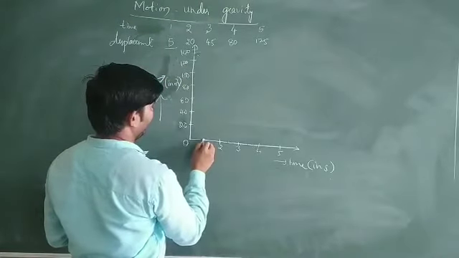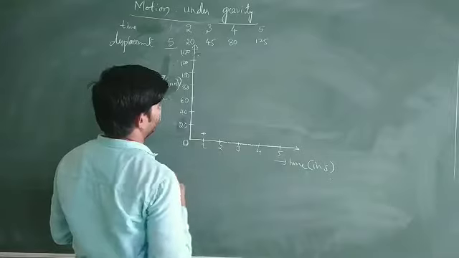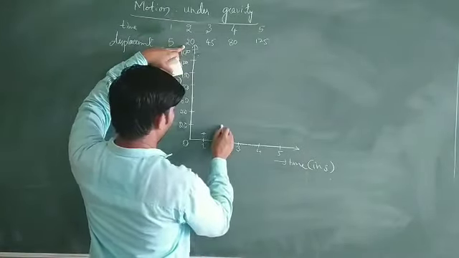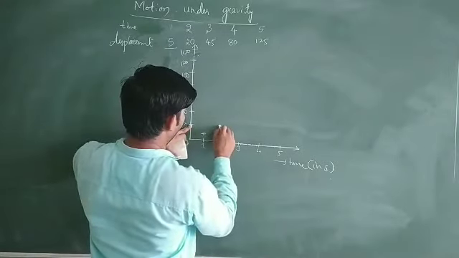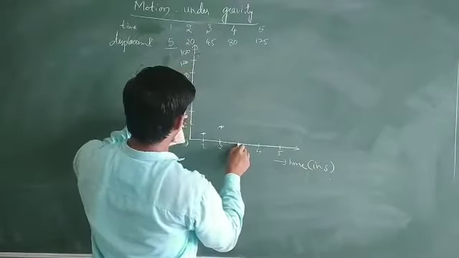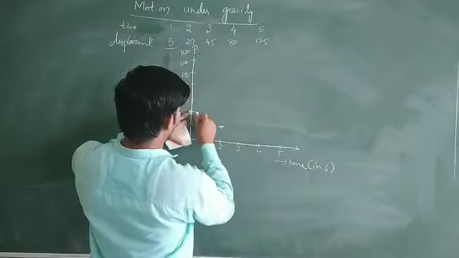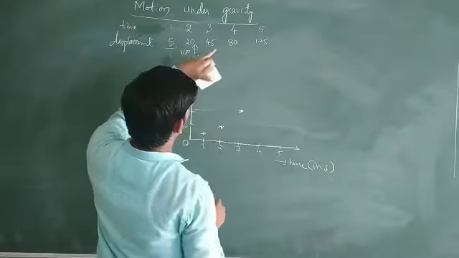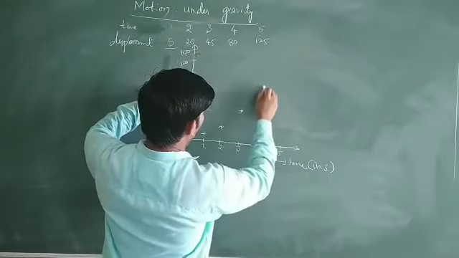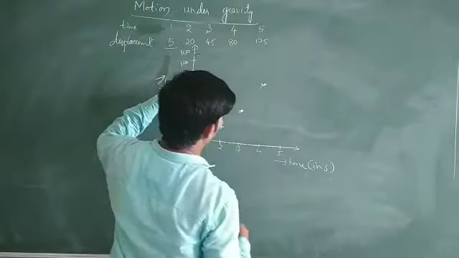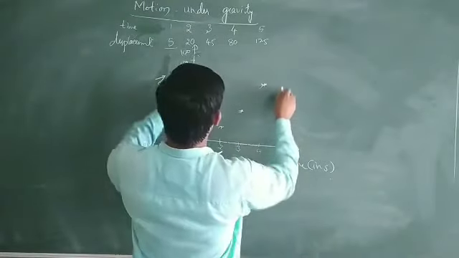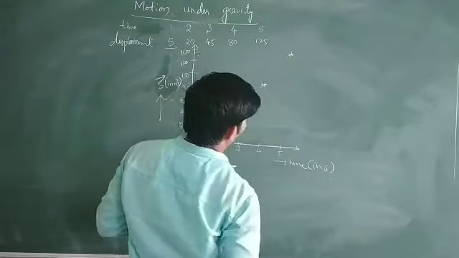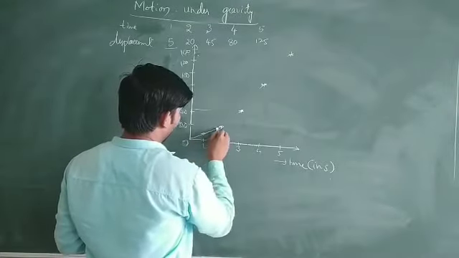After 1 second the displacement is 5, so somewhere here you will get the displacement. Next, after 2 seconds the displacement is 20, exactly here. After 3 seconds it is 45, nearly in between 40 and 60. After 4 seconds it is 80. After 5 seconds it is 125, somewhere in between 120 and 140. Alright, now just join all these points.